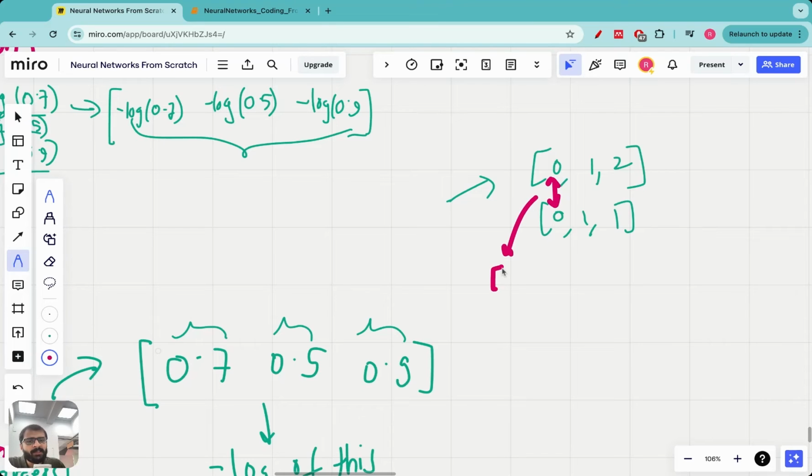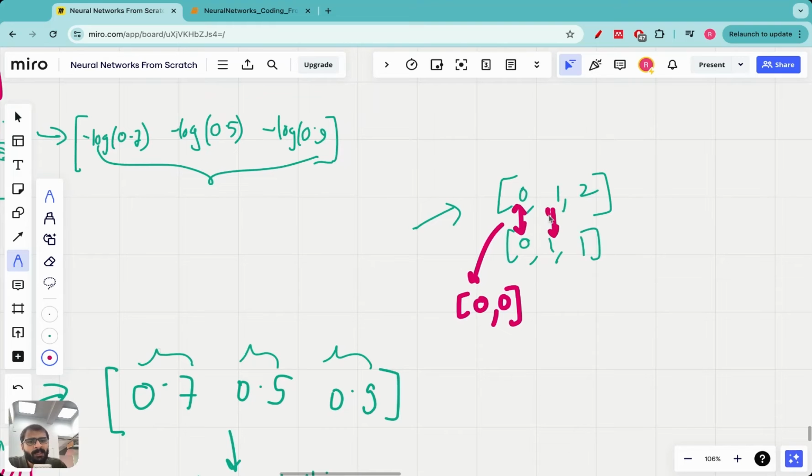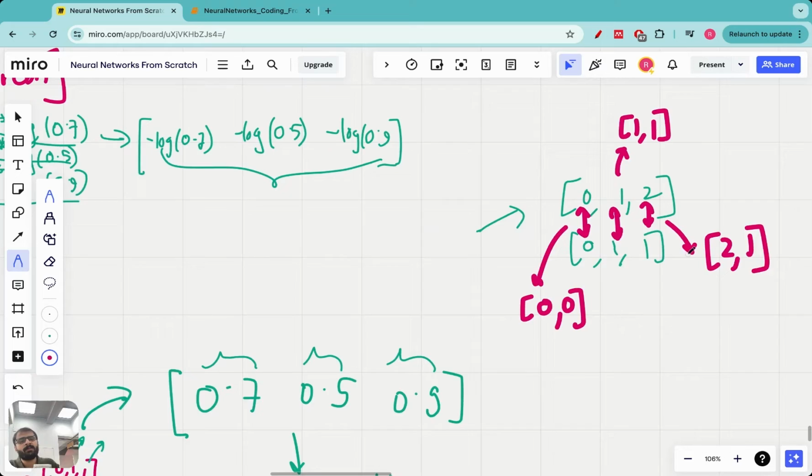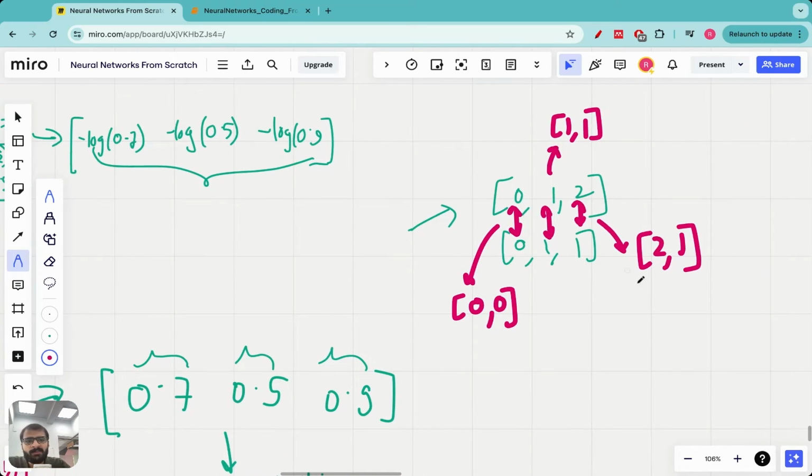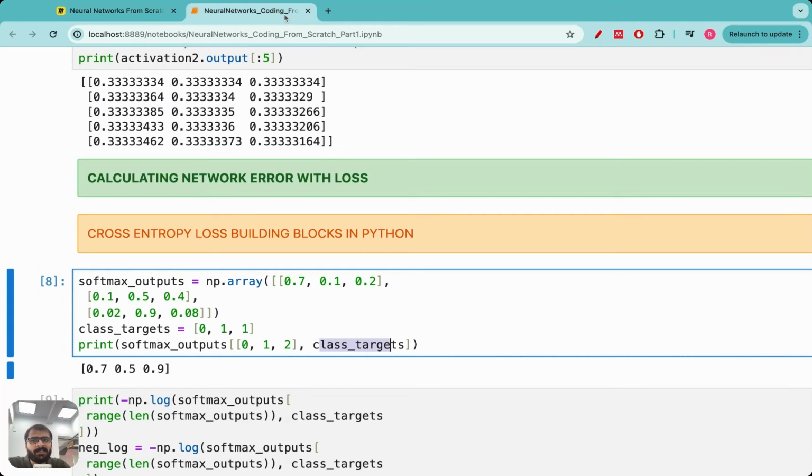So zeroth row and zeroth column. So it will retain the zeroth row and the zeroth column. Then it will look at these two. Then it will retain the first row and the first column element, and then this. And then this will give the second row and the first column element. So then only those elements will survive which have the correct class.